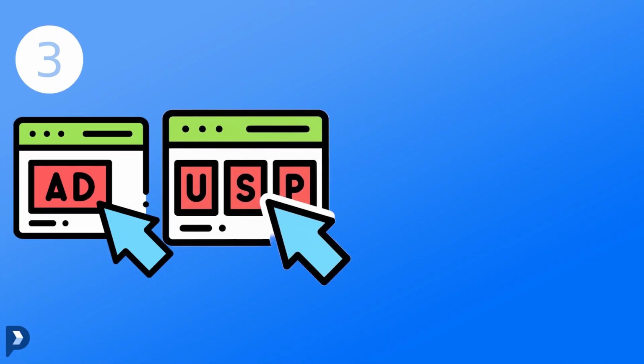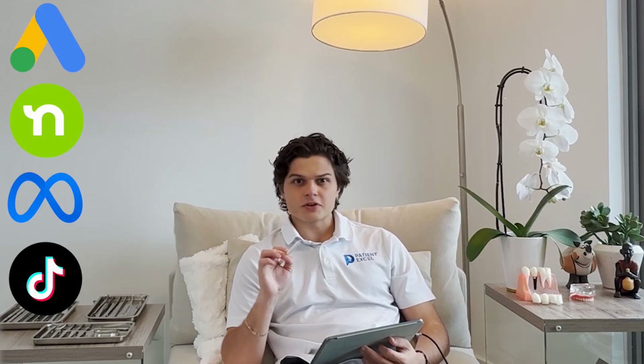What we've touched on so far is a great creative approach and USPs, and now number three is where should you actually be running your advertisements? Of course, there are multiple platforms like Google Ads, Nextdoor, Meta, which is Instagram and Facebook, TikTok ads, and even a whole bunch more. But if it's your first time running ads, we always recommend to start off with Meta ads.